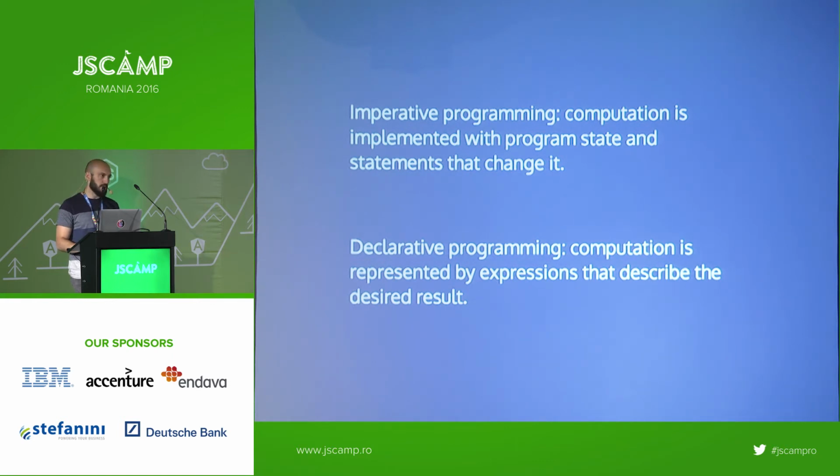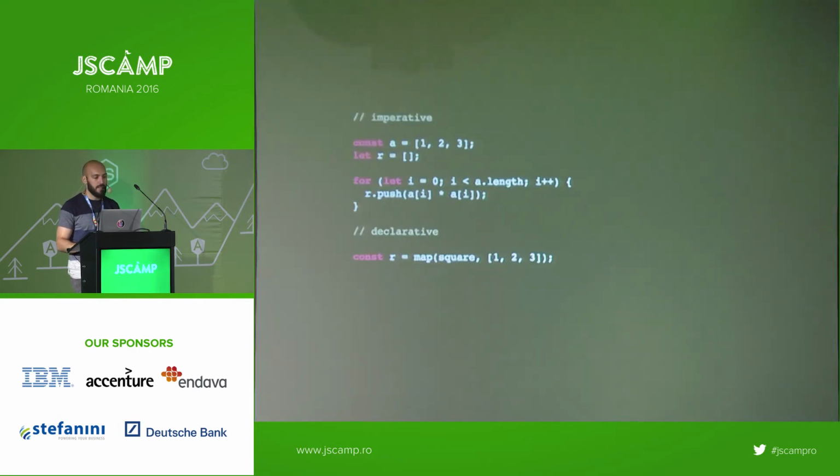One last thing I want to say about functional programming is that it's considered a declarative programming paradigm, in the sense that we just declare our intention. The computation itself is represented by expressions that describe what we want to do. It's not imperative, where in imperative programs, we use state and change that state in order to achieve the effects that we want. For example, the code is visible.